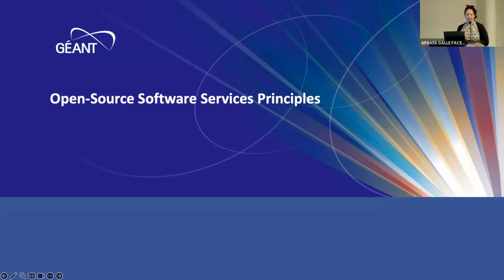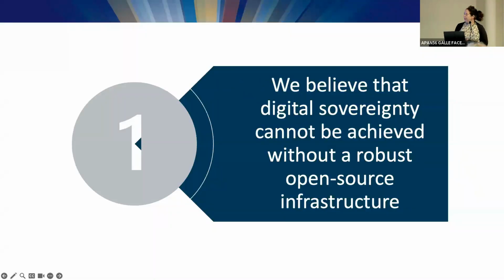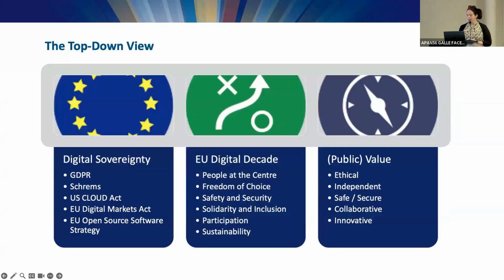But hopefully that will become a little bit more apparent as I move through these slides. So our very, very first principle is quite a big one. It's a statement that we believe that digital sovereignty cannot be achieved without a robust open source infrastructure. Within the EU, digital sovereignty has become a really, really big talking point recently. It's one of their main focuses. And there are many pillars looking at this. Lots of different things are driving that forward.